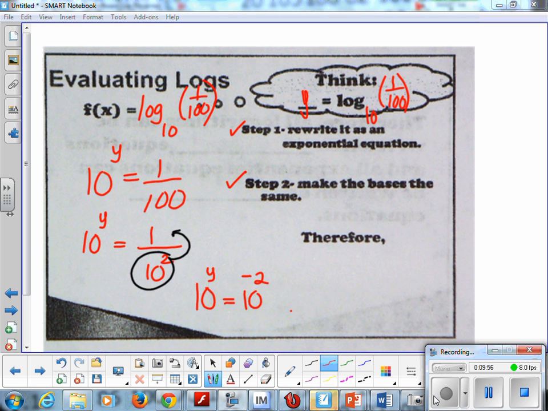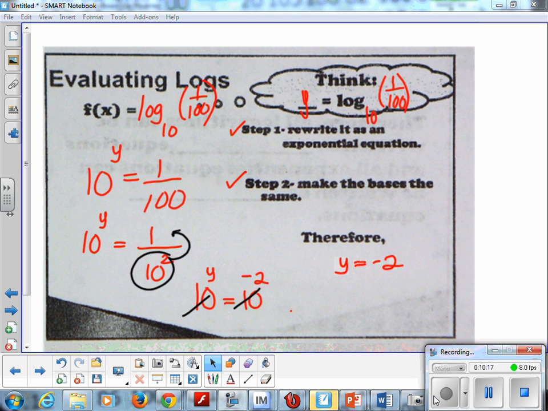Perfect. When you move a number with an exponent, you have to switch the sign. All the time, every time, no matter which direction you go. If it was in the top, you bring it to the bottom, you switch the sign. That's something that you learned last night. So are the bases the same? Yes. And so what are you left with? y equals -2.